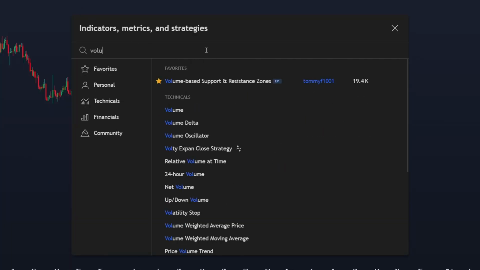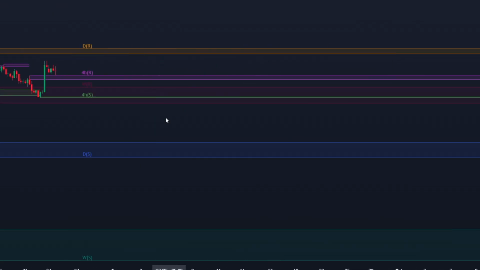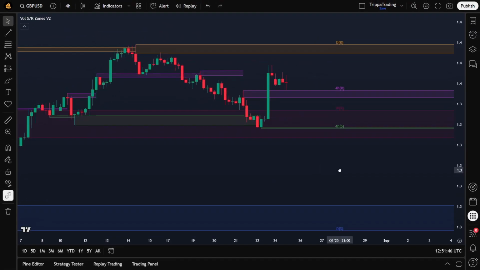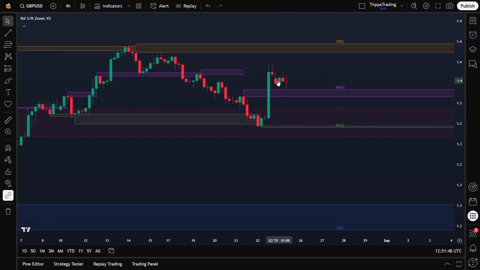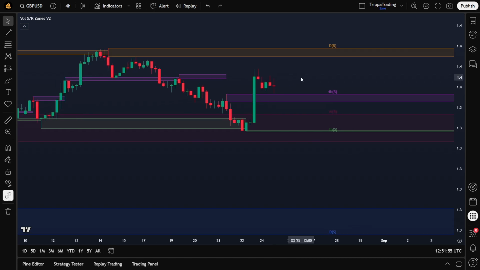Volume-Based Support and Resistance Zones by Tommy Da. Adding it now, you can see it immediately plots horizontal zones on the chart. Before you add it, zoom slightly on the chart to make sure it doesn't look too squeezed. Adjust your chart scaling a bit so these zones display nicely. This indicator is really powerful because it uses both price and volume. It looks at fractal highs and lows and calculates the levels with the most trading activity.